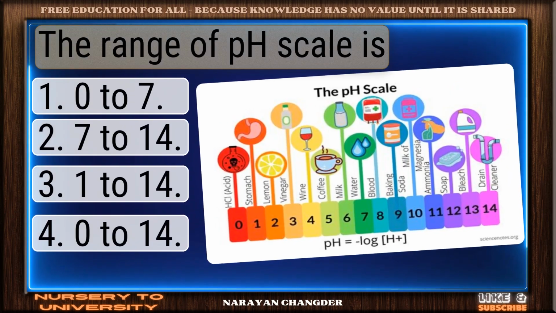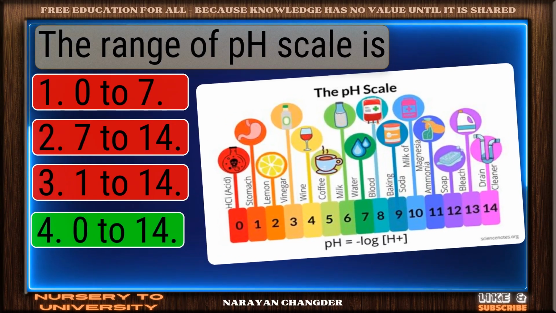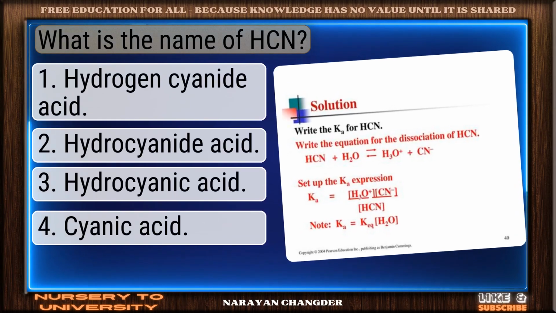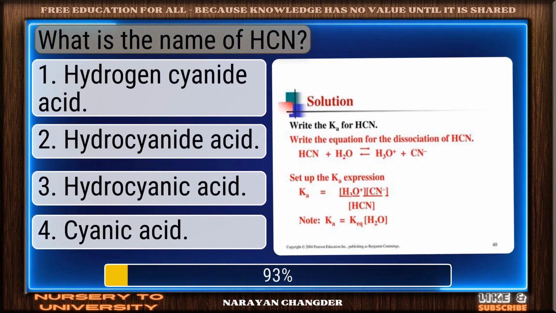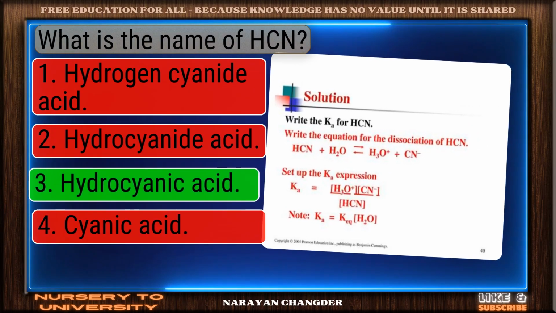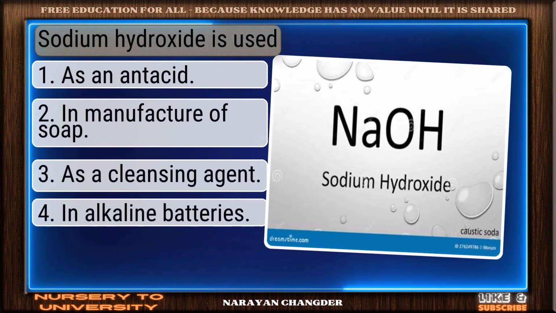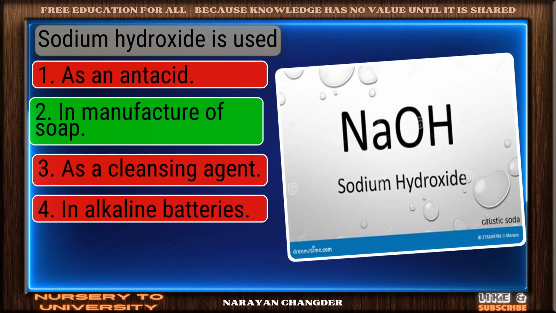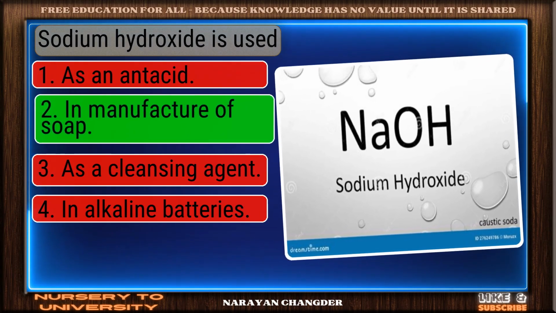Question number 218. The range of pH scale is. Well picked. 0 to 14 is the correct answer. Question number 219. What is the name of HCN? Great job. Hydrocyanic acid is the accurate answer. Question number 220. Sodium hydroxide is used. Excellent choice. In manufacture of soap is the right answer.